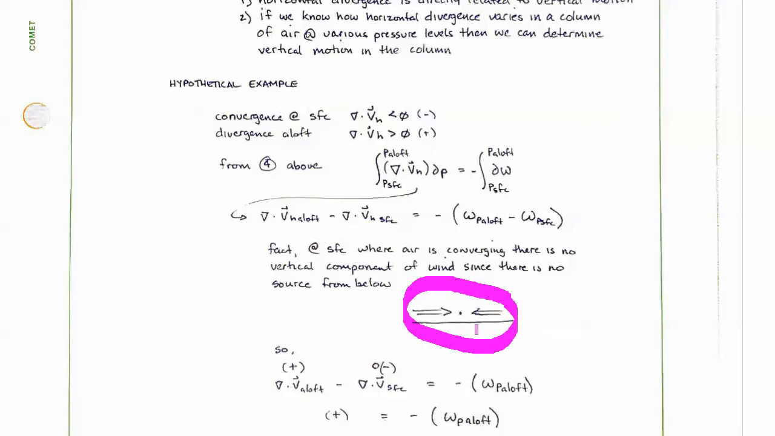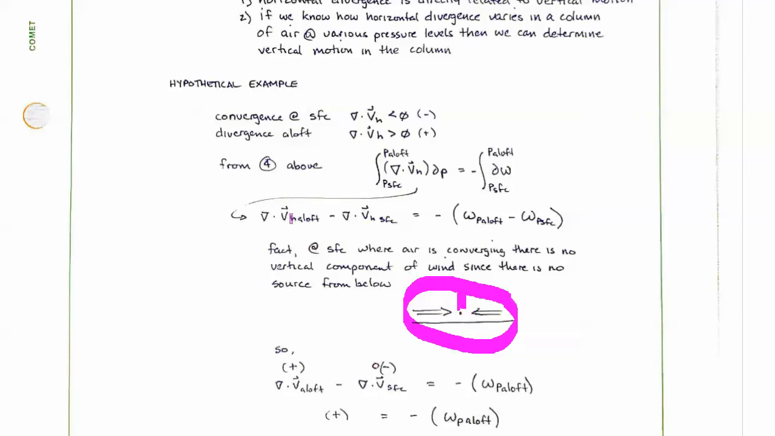At the surface of the Earth, there is no source of air from below. So we're stating the fact that at the surface where air is converging, there is no vertical component of wind. A small distance above the surface, like right up here, there would be vertical motion, but right where it's meeting at the surface, there is no vertical motion because there is no source of air from below.